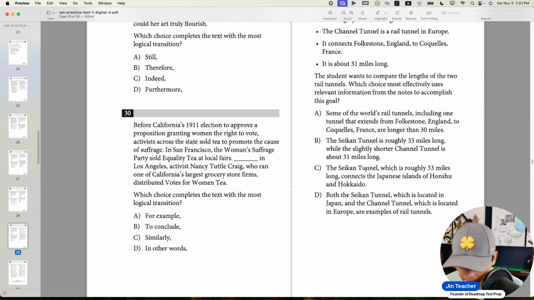C says the Saigon Tunnel, which is roughly 33 miles long, connects the Japanese islands of Honshu and Hokkaido. So why is this incorrect? Well, because we don't know anything about the other tunnel, right? So we get rid of C for sure. D says both the Saigon Tunnel, which is located in Japan, and the Channel Tunnel, which is located in Europe, are examples of rail tunnels. Well, this is going to be wrong because it doesn't tell us anything about the lengths of the two rail tunnels. So it's missing important information. So this is why the correct answer here would have to be B as in boy. Pretty straightforward.